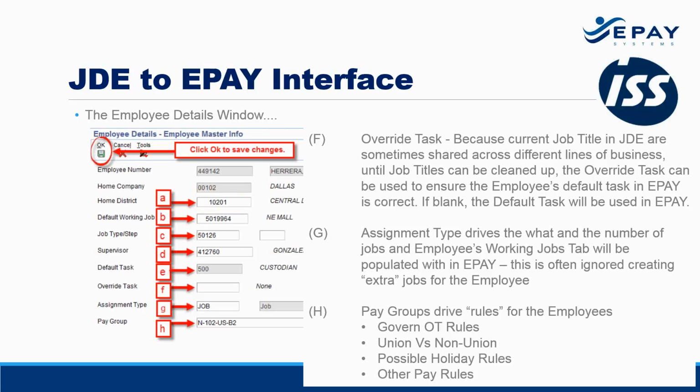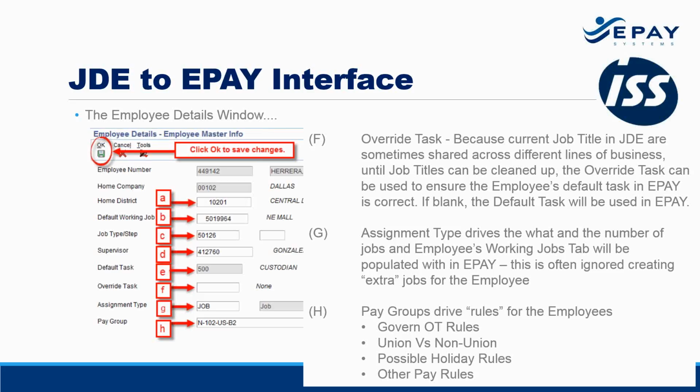And then lastly, step H is another field that needs to be filled in. If it's left blank, it can create some havoc. That pay group field drives what pay groups are available for that particular employee. Now, each employee is going to have one default pay group. So in this case, this pay group is assigned to pay group N, which, if you remember from last week's webinar, I mentioned was a non-union pay group with the letter N. If you see a U there, that's a union pay group. But that's the pay group that's going to drive all the rules, the OT rules, the union versus non-union, any holiday rules, and any other pay rules that may be associated. So it's important that we get the pay group right from day one.